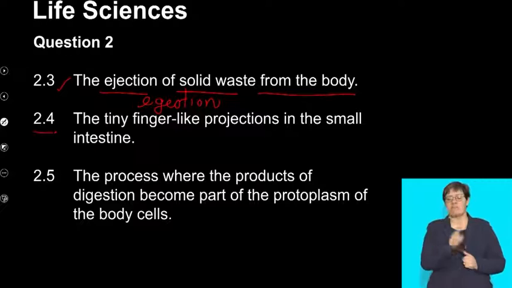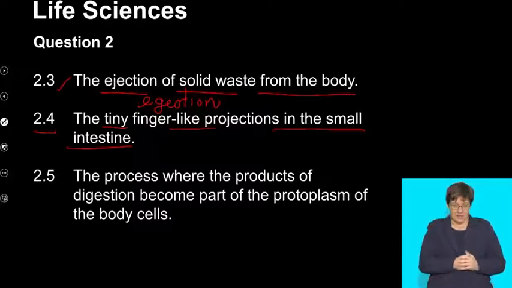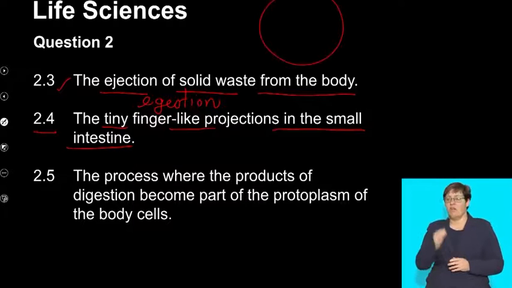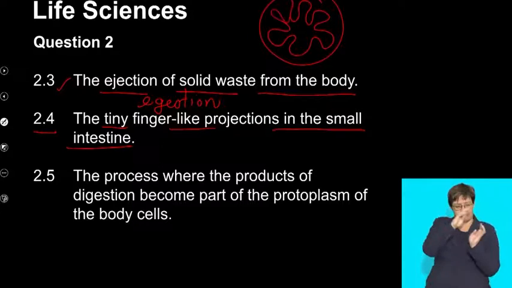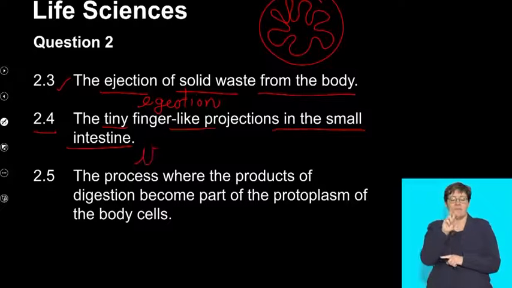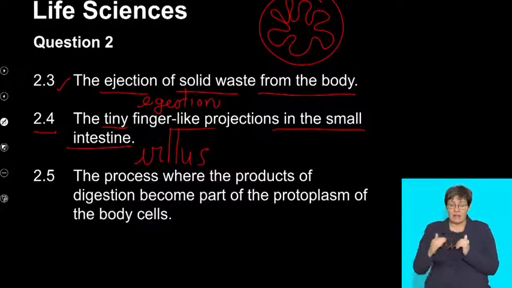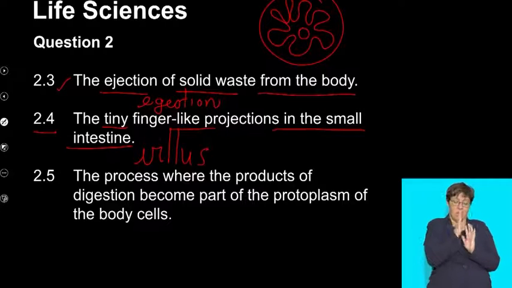Let's look at 2.4. The tiny finger-like projections in the small intestine. And guys, if we go and look at the lumen of the small intestine, we see these transverse folds, and those finger-like projections that extend into the lumen are called the villi. Okay? And those are structures that increase the surface area on the internal surface of the small intestine.